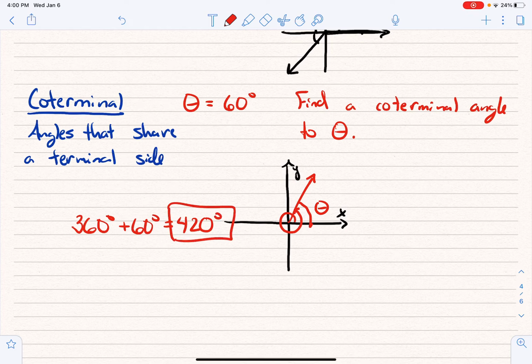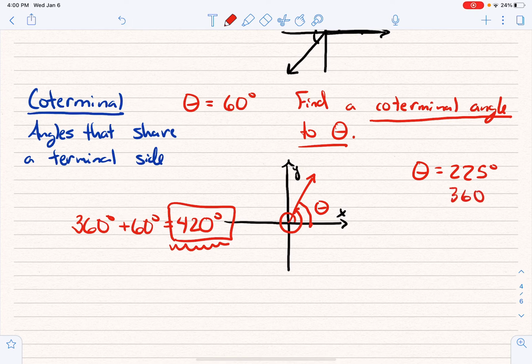And this angle, 420 degrees, would be co-terminal with theta. Okay, so to find a coterminal angle, you can always just add 360. If, like before, we had that angle theta, we said it was 225 degrees. A coterminal angle to that, you could add 360 and you would get 585. 585 is coterminal to 225.